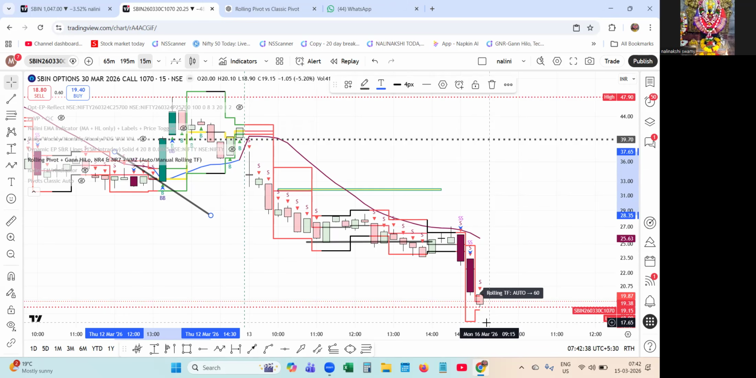So, final thought: classic pivots are like a photograph of yesterday, rolling pivots are like a live video of today. And in trading, it is always better to watch live action than to depend on yesterday's picture. When the market becomes clear to the eyes, confidence becomes natural. And when confidence is natural, execution becomes powerful.